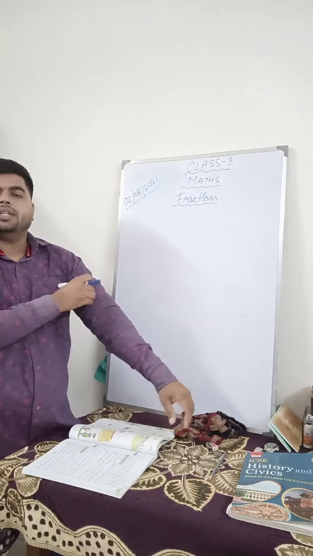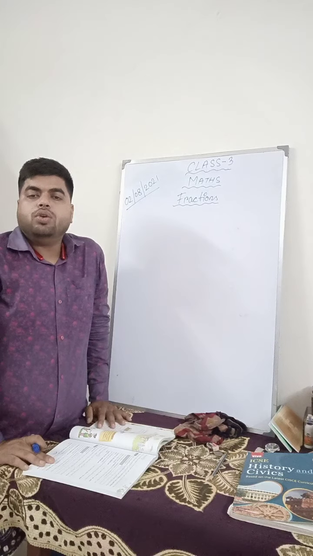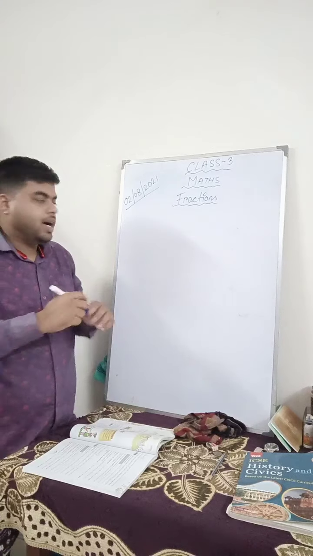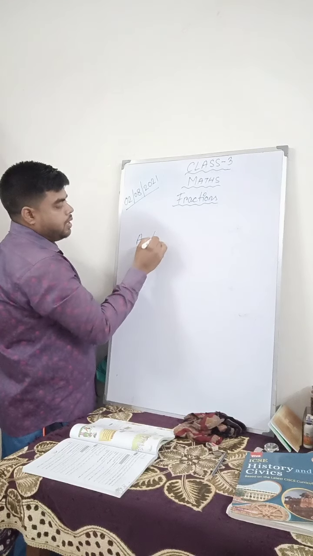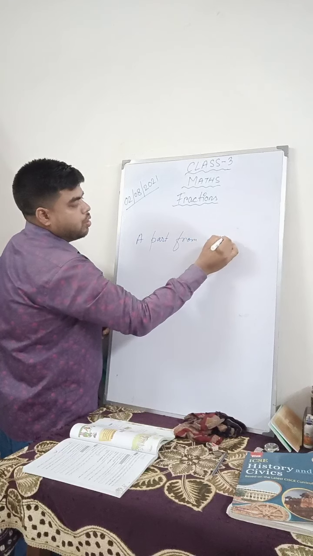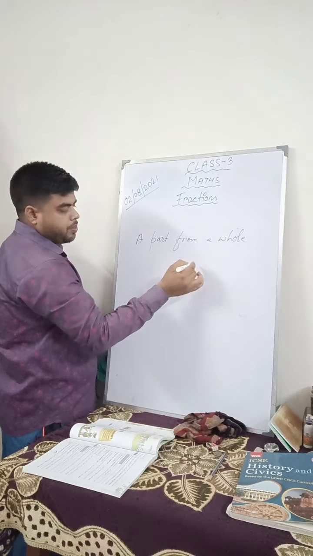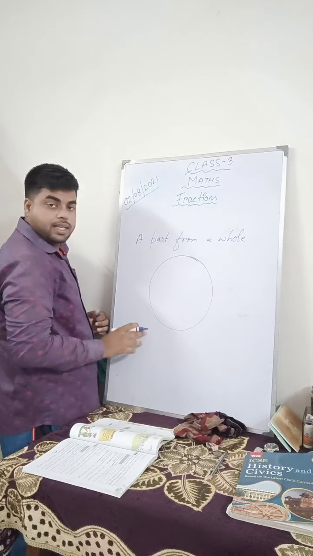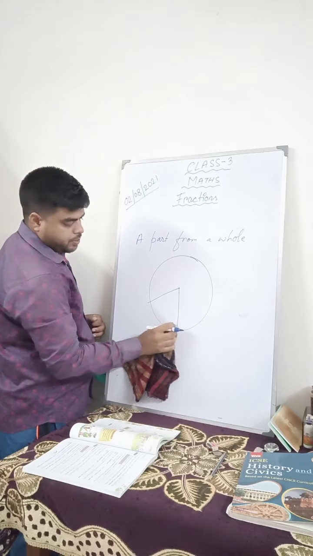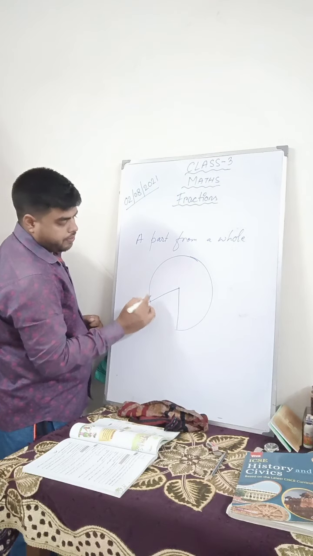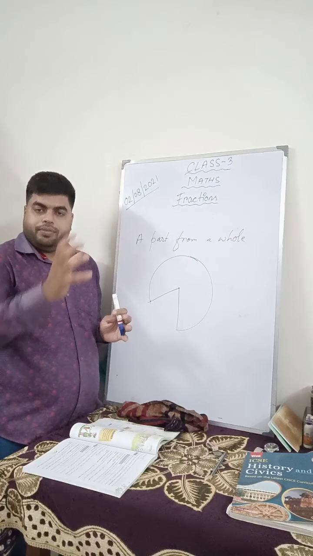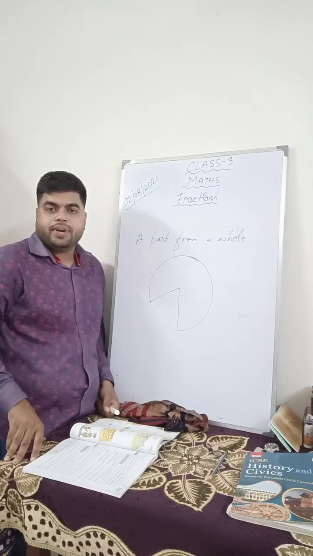This video is for class 3 maths and today we will start a new chapter called fractions. What do you mean by fraction? First you have to understand what we mean by fraction. Fraction means a part from a whole. Suppose this is a chocolate, this is a cake and you have eaten this part. That means this part is already over, so this is a fraction. Any part from the whole thing, if you take out any part, is known as a fraction.